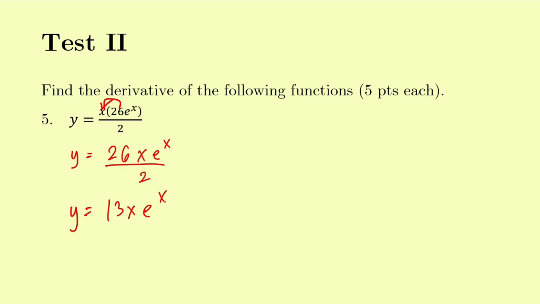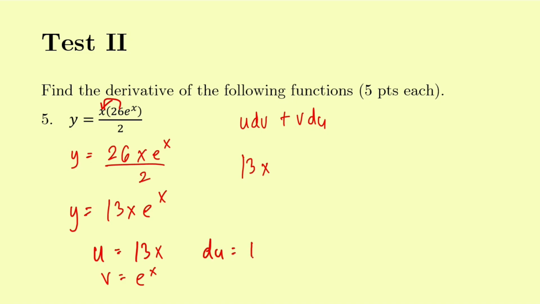raised to x. And to find the derivative of this one, we will apply the product rule, which is u dv plus v du. So in this case, u is 13x and v is e raised to x. So 13x, du first. Du is 13 and dv is e raised to x.